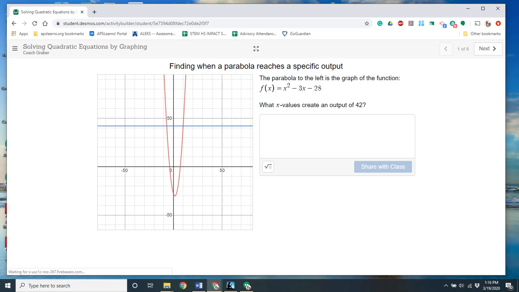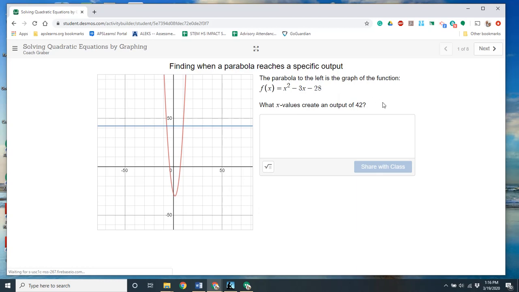Today I wanted to create a video to help you work through solving quadratic equations by graphing. This goes along with the Desmos solving quadratic equations by graphing. So please open up that application and follow along.